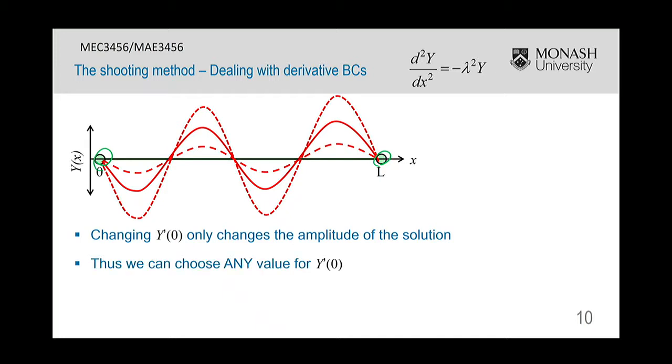So therefore, when it comes to integrating, we can choose any value we like for y dashed of 0, except of course for 0. That will just give us a straight line. What this also means then is that y dashed of 0 is not the adjustable parameter we seek to find. So we need some other unknown to be our adjustable parameter.